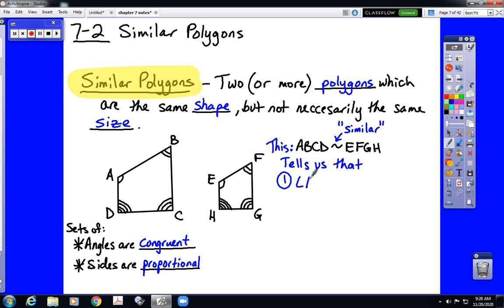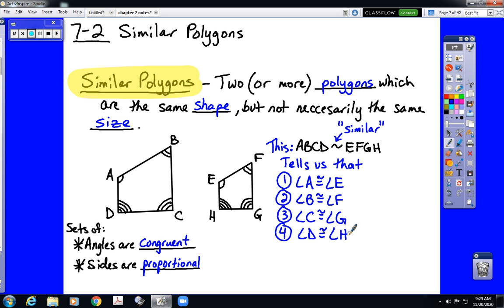that angle A, which is the first in the first name, is congruent to angle E, that angle B is congruent to angle F, that angle C is congruent to angle G, because they're both third in the name, and that angle D is congruent to angle H. So just like a congruent statement, we can use the positioning of the letters in the names to establish congruent statements for the angles. Now, the fifth thing that it tells us is the new thing, okay?